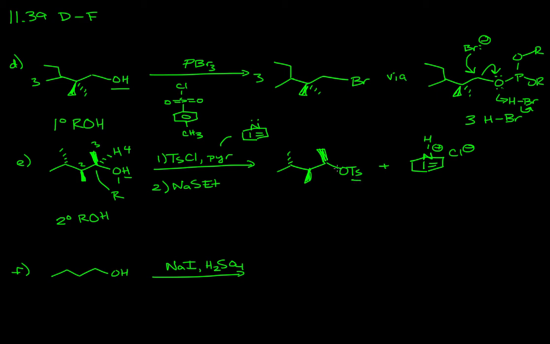Now the alcohol is a good leaving group. So in the second step, we're treating with this nucleophile, sodium ethane thiolate. So the sulfur has 3 lone pairs of electrons, a formal negative charge, and it's balanced by the sodium cation. So this is going to act as a nucleophile and displace the tosylate in an SN2 reaction.